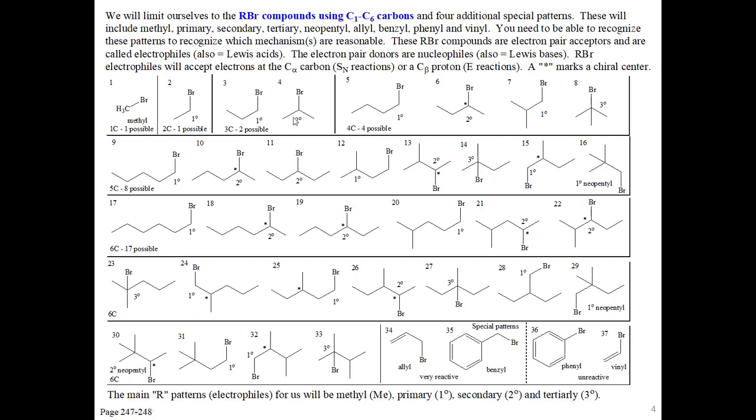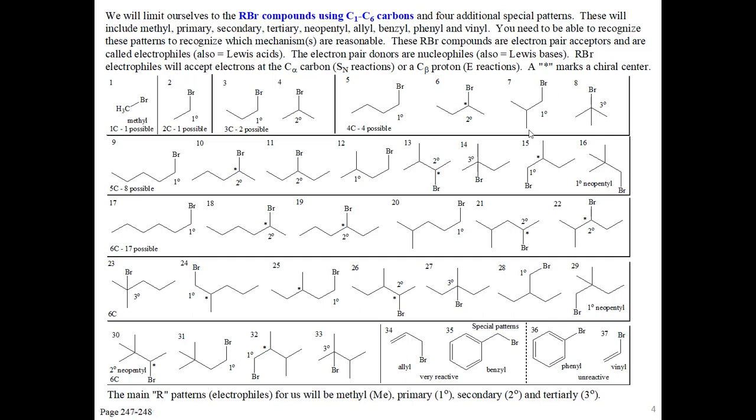The next one would be a secondary. A secondary has a carbon with a bromine, and that's called the C-alpha carbon, and there's two carbons attached. That's what makes it secondary. So here's a secondary, here's a secondary, secondary, secondary. So there's quite a few secondaries on the page too.